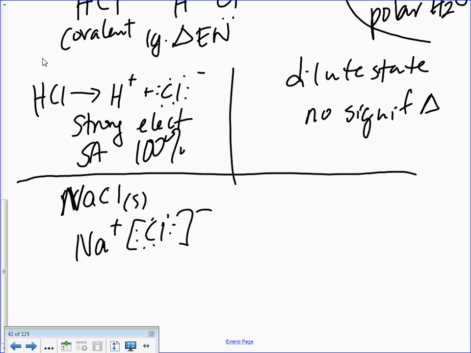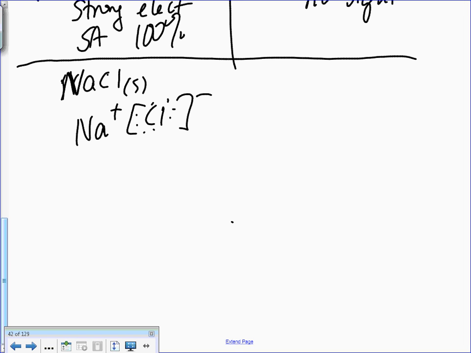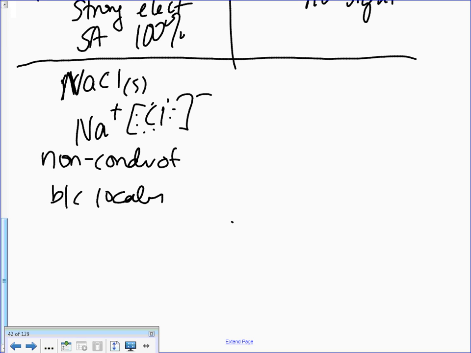None. Why? The lattice structure is stagnant, has a localized charge. The charge is unable to move, therefore it's unable to conduct. So in this case it's a non-conductive state, because of localized charges. Okay, so we're using our big words.